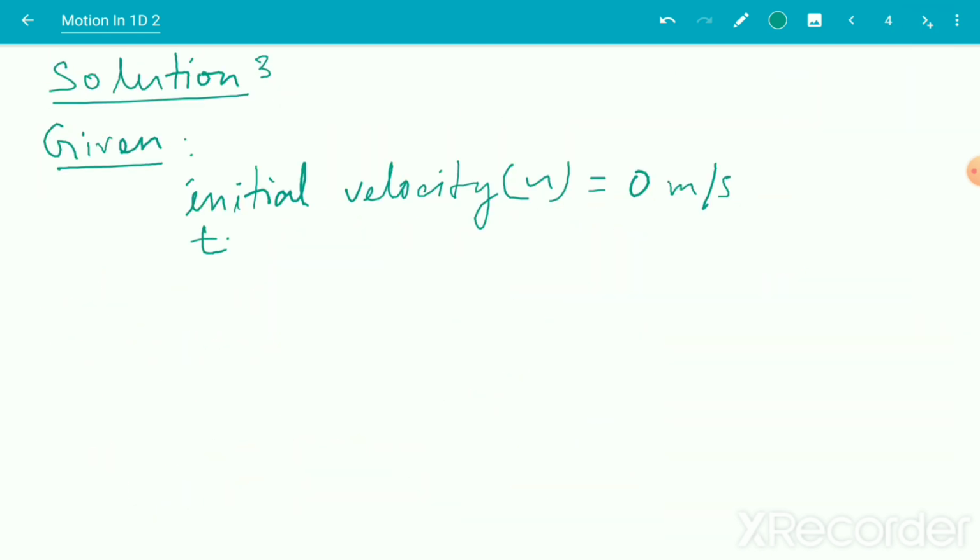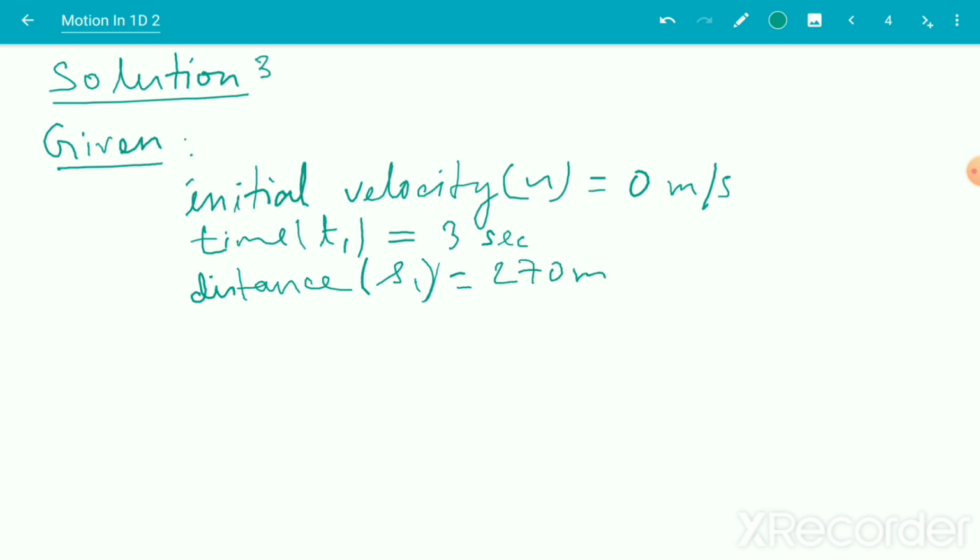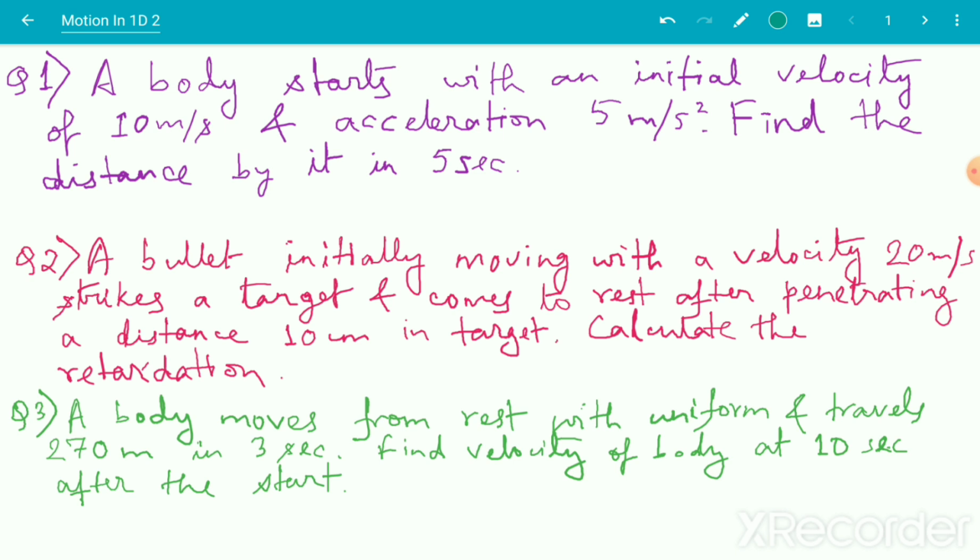So time, let us consider this t1, 3 seconds. Why do we consider t1? Because that is another time given. So we have considered this t1, another time we will consider t2. And distance, let us consider this to be s1. So s1 turns out to be 270 meter.